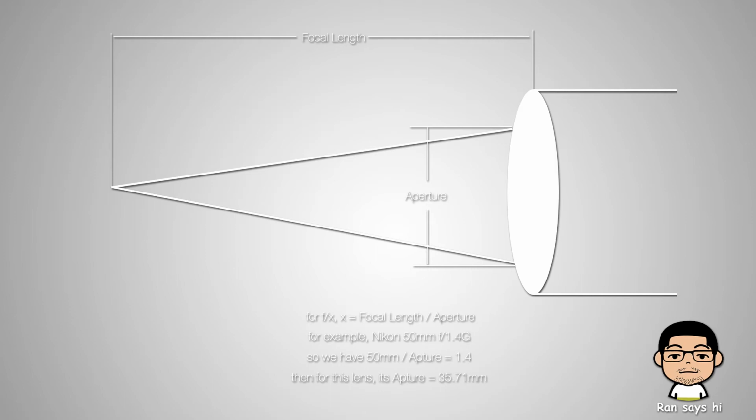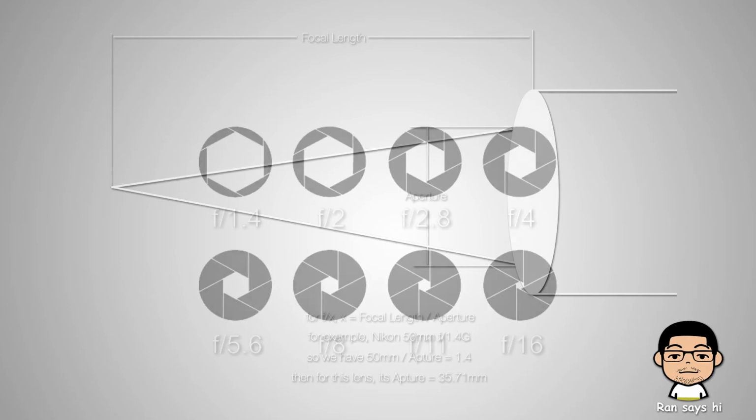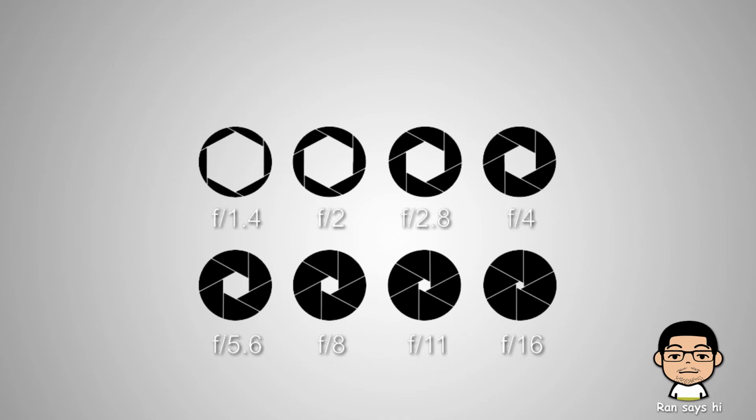To understand the definition better, let's talk about a particular lens. One of my favorite, the Nikon 50mm f/1.4G. So 1.4 here means when the lens fully opens its aperture, the 50mm focal length divided by the aperture is 1.4. So from this equation we can actually calculate that when the lens fully opens, the biggest aperture is about 35.71mm. Now you understand the definition of this number.